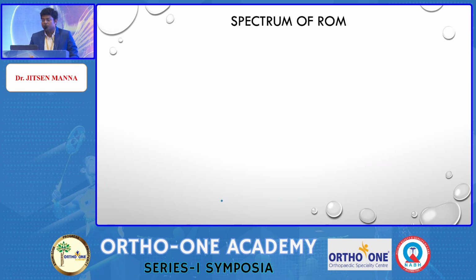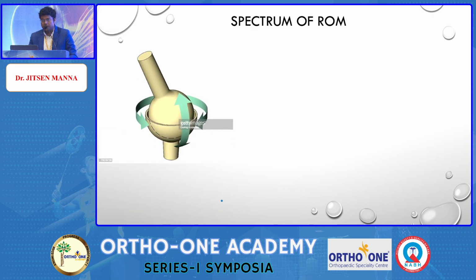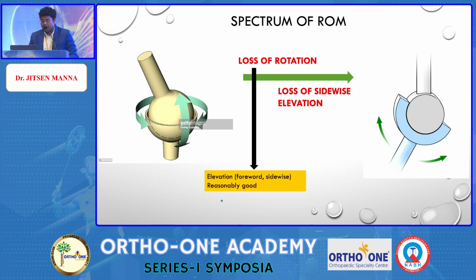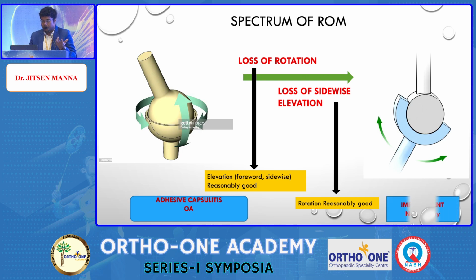So why is this important? If we analyze the spectrum of the range of motion, the shoulder joint provides 6 axes of motion. When you lose the rotation part of the motion, it becomes a 2 axis motion from the 6 axes. When we lose the sidewise elevation but the patient has better rotation, then there is a high chance of impingement. And if we lose the rotation but the elevation is reasonably good, then there is a high chance of adhesive capsulitis, frozen shoulder or arthritis.